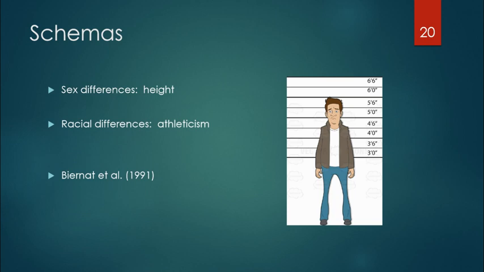So I just bring up this research because I like the idea that with schemas, we have all of this kind of baggage hanging around with our different ideas of what a man is, what a woman is, what a white person is, what a black person is. All of that information is just kind of hanging out in our minds attached to these different frameworks that we have.